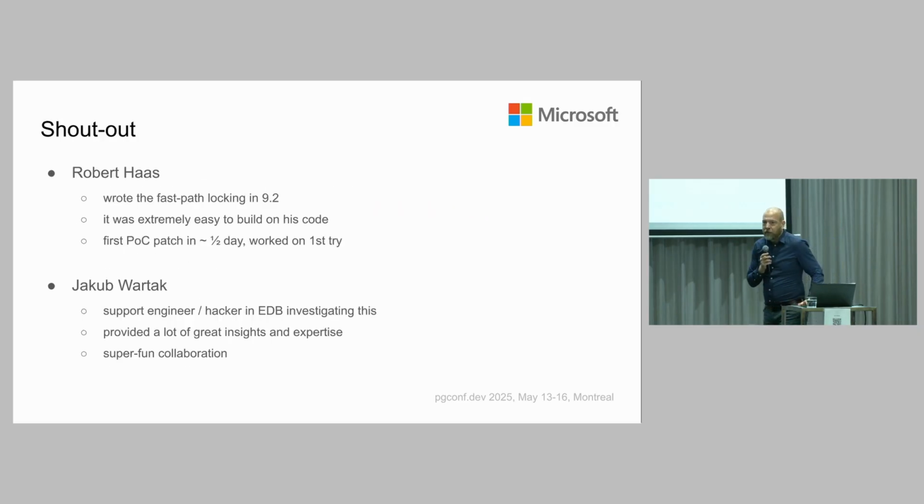I'd like to shout out two people that helped me with this a lot. First is Robert Haas, who implemented the fast path locking in 9.2, and he made the code so readable that I was able to implement this in half a day. And then a lot of time was spent committing that, but it was very easy to get it working. And Jakub Wartak, a support engineer at EDB, where I was working at the time, was very helpful in investigating this. I would like to thank him for that.